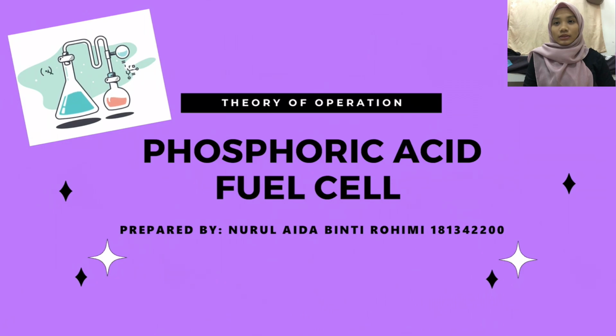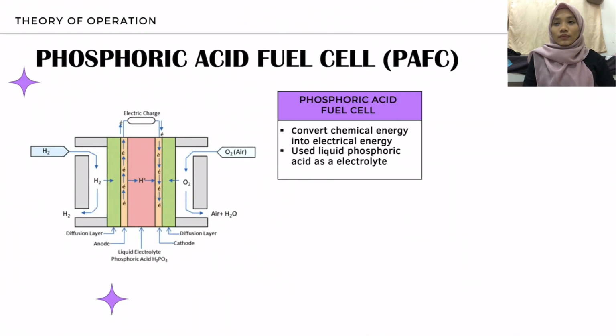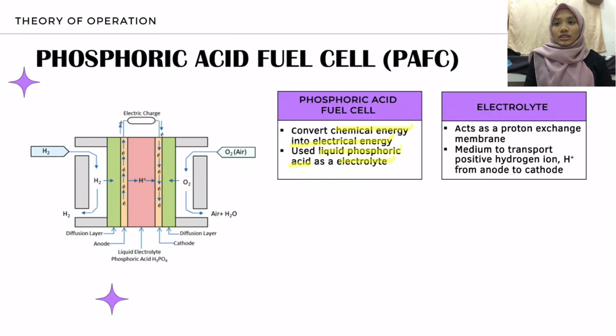I will present about the theory of operation in phosphoric acid fuel cell. A phosphoric acid fuel cell is a device to convert chemical energy into electrical energy. It uses liquid phosphoric acid as an electrolyte. The function of the electrolyte is to act as a proton exchange membrane. A proton exchange membrane is a medium to transport positive hydrogen ions from anode to cathode.